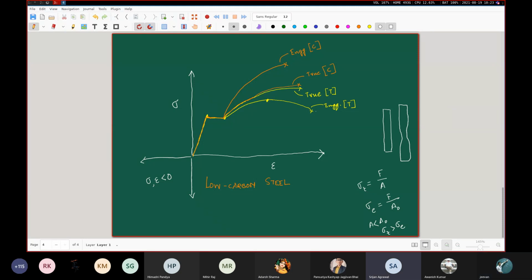Sir, because of the intermolecular forces: in tension, we are trying to separate the molecules. But in compression, we are pushing the bar from both sides, so we are actually supporting the intermolecular forces. So I think that's the reason why the material can handle compression better.